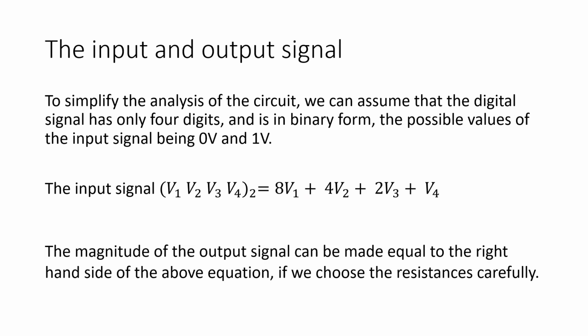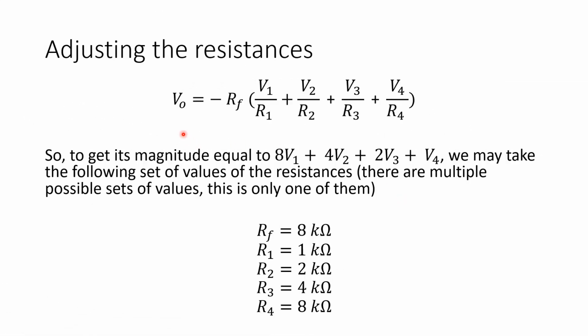The magnitude of the output signal in our circuit can be made equal to the right side of the above equation if we choose the resistances carefully. So this is the expression for the output voltage that we had already derived. To get its magnitude equal to 8V1 plus 4V2 plus 2V3 plus V4, we may take the following values of the resistances. So we can check that the coefficient of V1 is RF by R1 and with this value it is 8 over 1 which is 8 which matches our desired value. Similarly for V2 it's RF by R2 which is 8 over 2 which is 4 which matches the desired value. So we get the correct magnitude of the output if we take these set of resistances.